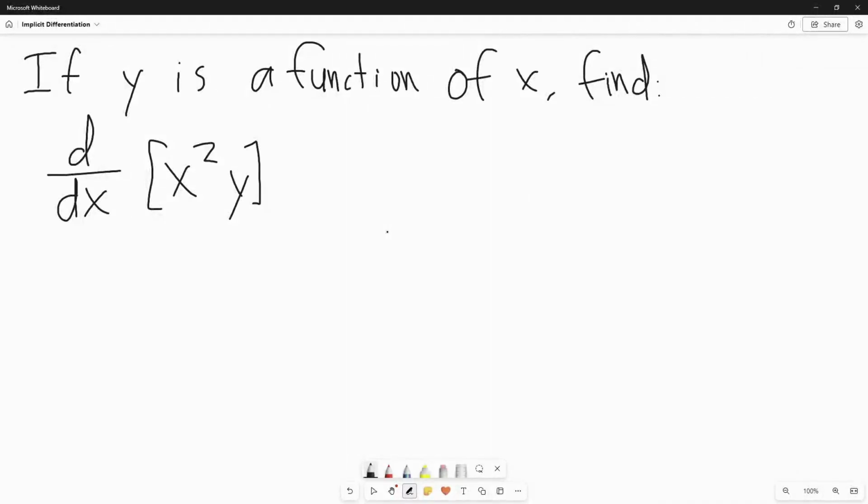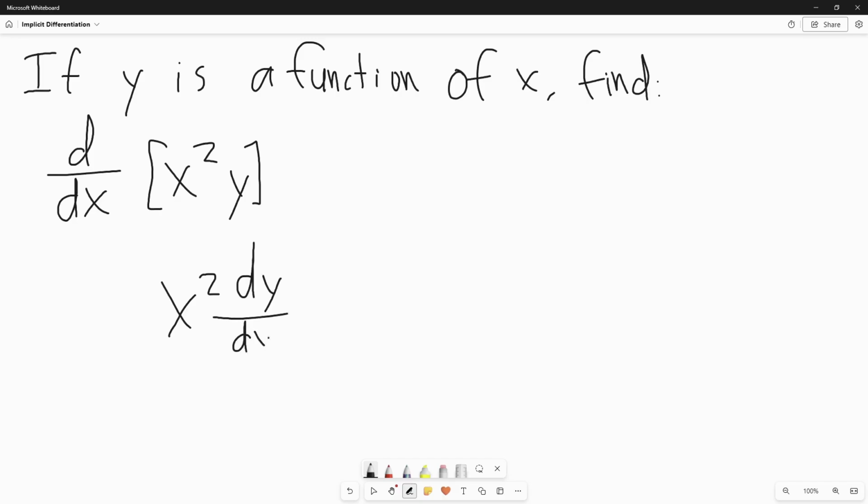Now, let's do another practice problem. If you think you know how to do this one, pause the video and try it. This one says, if y is a function of x, find d over dx of x squared times y. And for this one, we need to use the product rule. So first, let's write x squared times the derivative of y. And the derivative of y is just 1, but we need to write dy over dx because we need to take the derivative of the inside.